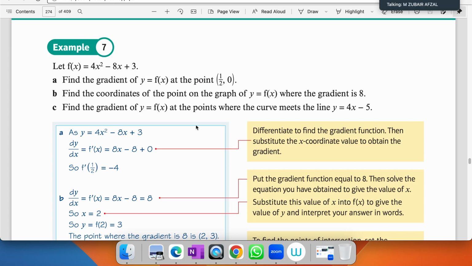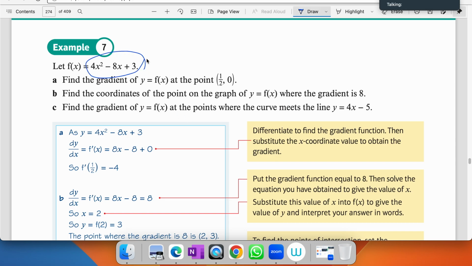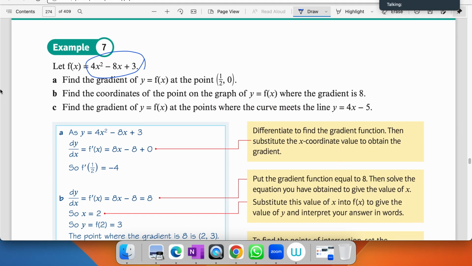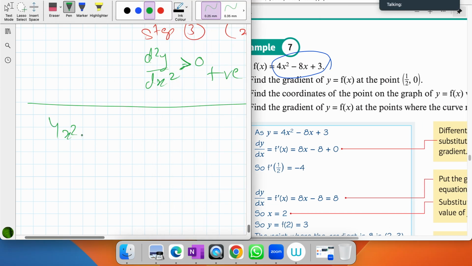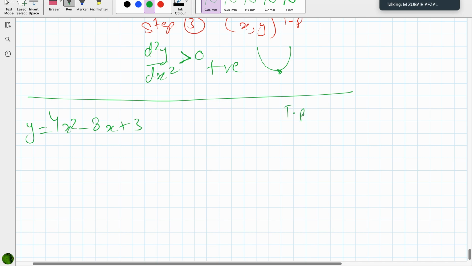For example, we have this question: y is equal to 4x square minus 8x plus 3. This is y is equal to something. And what we need to do is find the turning point and nature of the point. These two things: one, two. Find the turning point and nature.